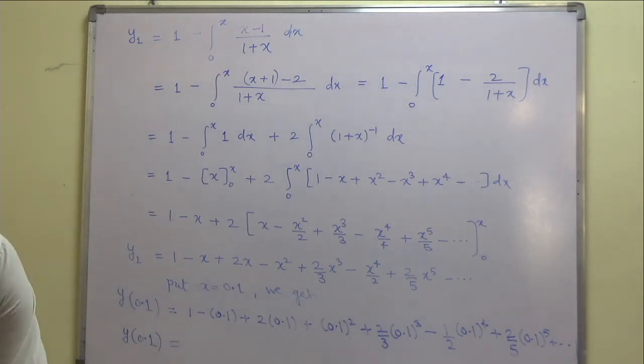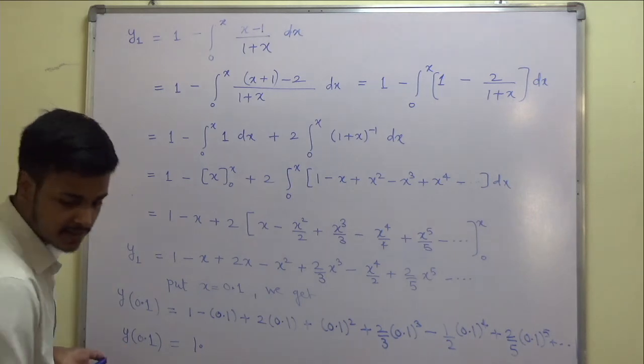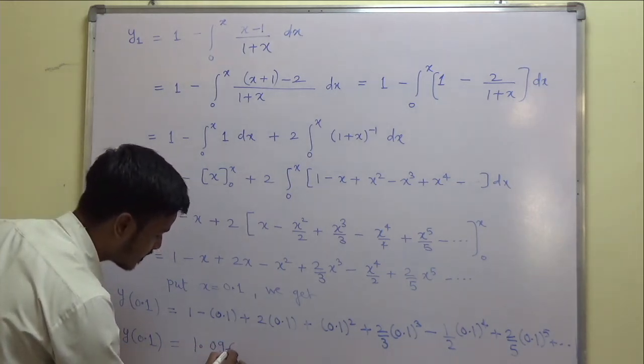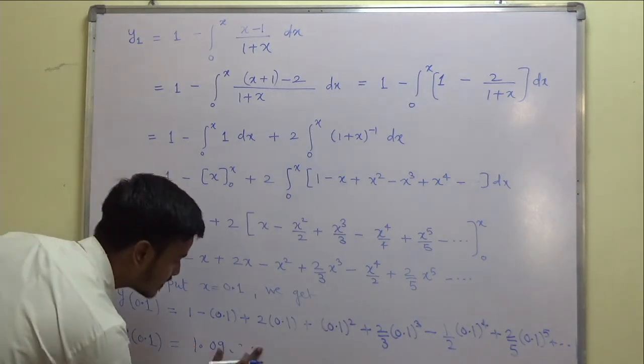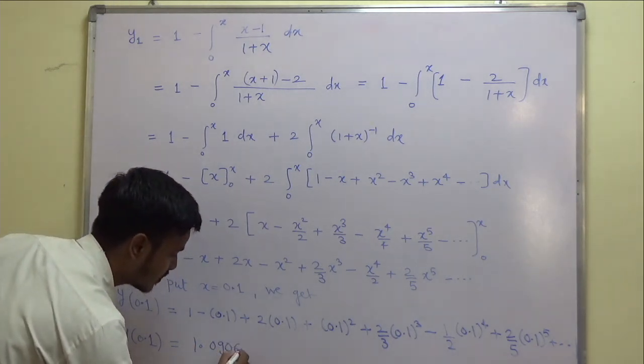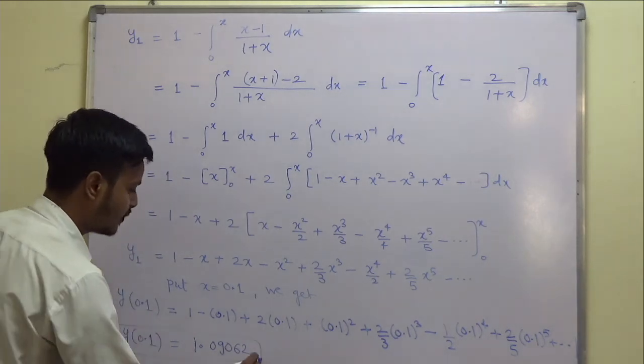you'll be getting y of 0.1 comes out to be, let me borrow this answer from the book, 1.09062. So this is the final answer we were looking for.